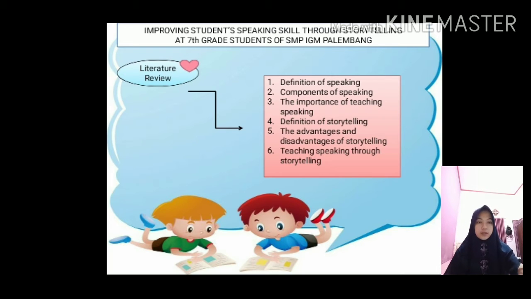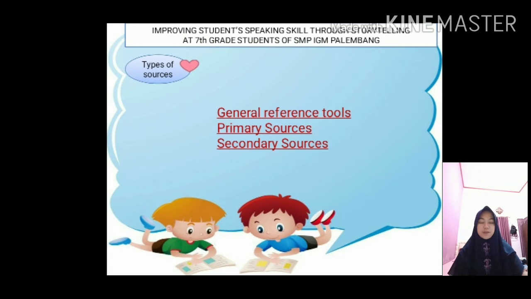Okay, so here are the contents of this research, this literature review. The first is definition of speaking. The second is components of speaking. The third is the importance of teaching speaking. The fourth is definition of storytelling. And then the fifth, the advantages and disadvantages of storytelling. And the last is teaching speaking through storytelling. And then types of sources.